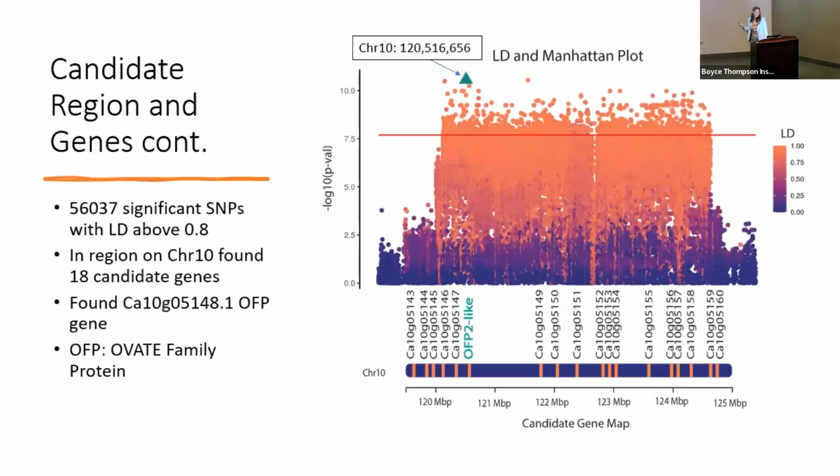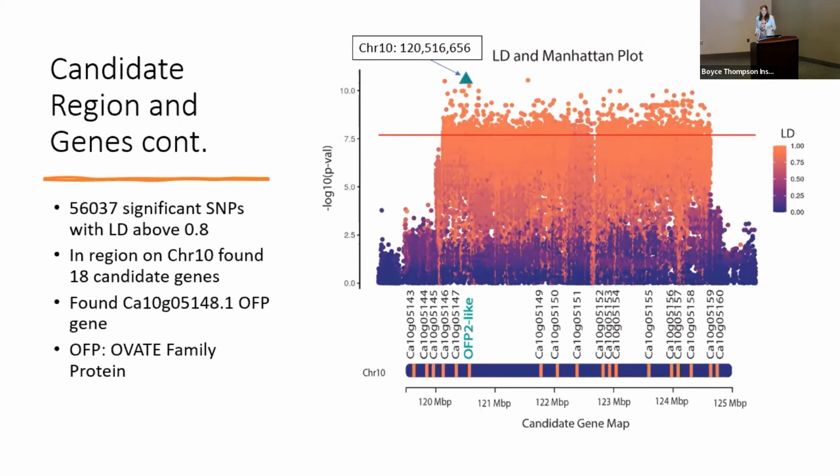So that gives me this area. This plot is zoomed in on that. And here, the SNPs in orange are the SNPs with the highest LD, and the purple SNPs have the lowest LD. So in the end, I found about 5,600 significant SNPs that have an LD of 0.8. And that gave me this region down here that is outlined by this candidate gene map, which has 18 candidate genes.